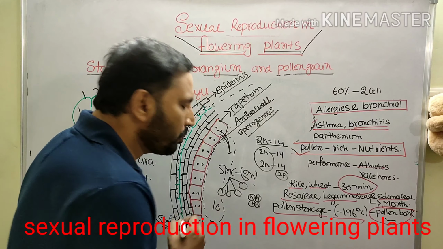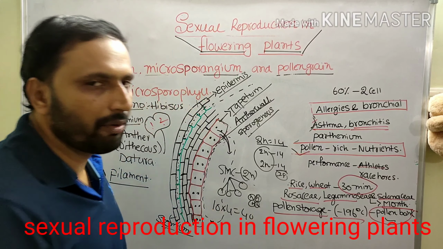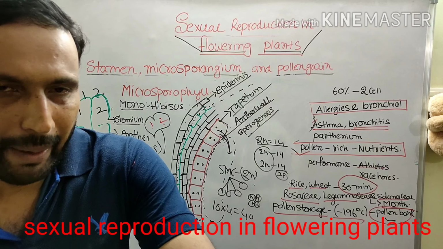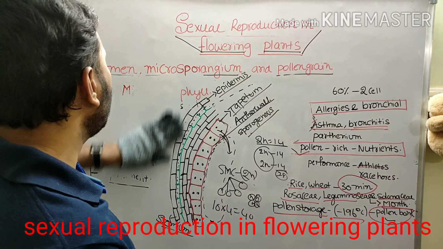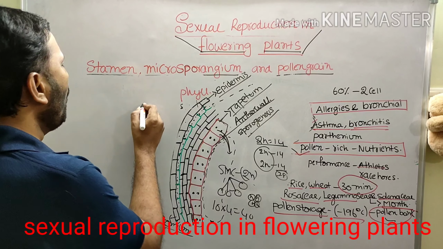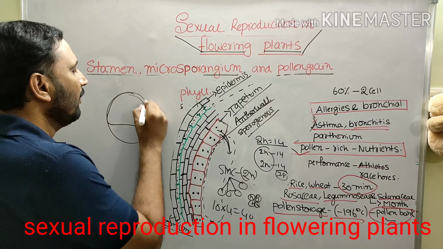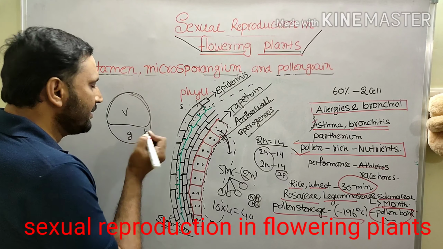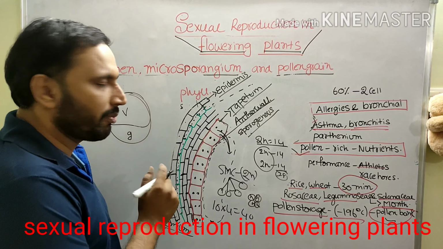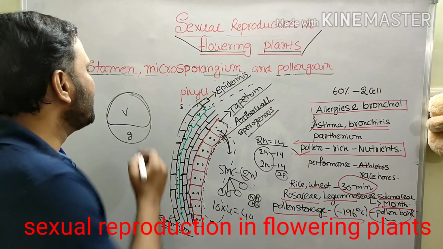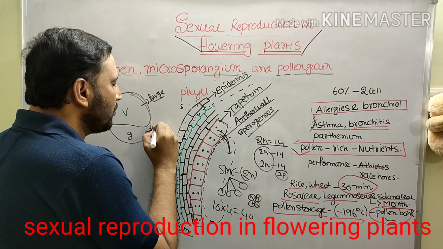Suppose 10 microspore mother cells are present. When they undergo meiotic division, how many microspores are formed? 40 microspores are formed. Now the microspore undergoes one mitotic division to form 2 cells: one is a vegetative cell, another is a generative cell. The vegetative cell is large. The generative cell is small in size.